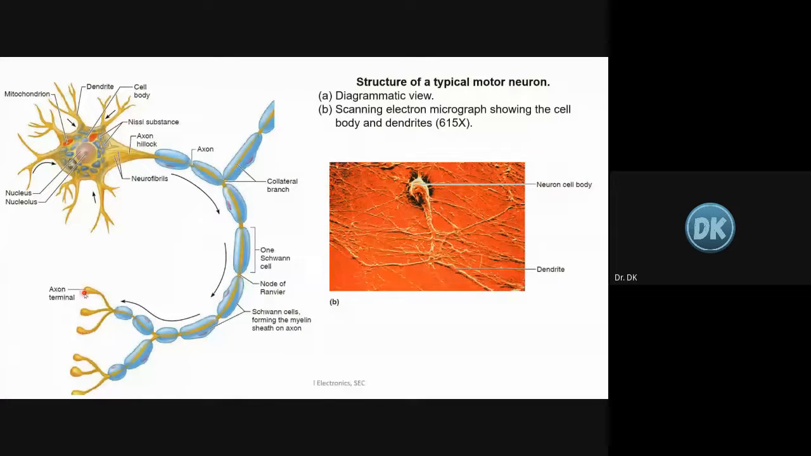The axon terminal is connected to another neuron, or it will be connected to some other organs or muscles. Okay, so this is your neuron. The right side figure is the microscopic structure of your neuron. This is the scanning electron micrograph, zoomed up to 650 times. You can see the neuron cell body and the dendrites.